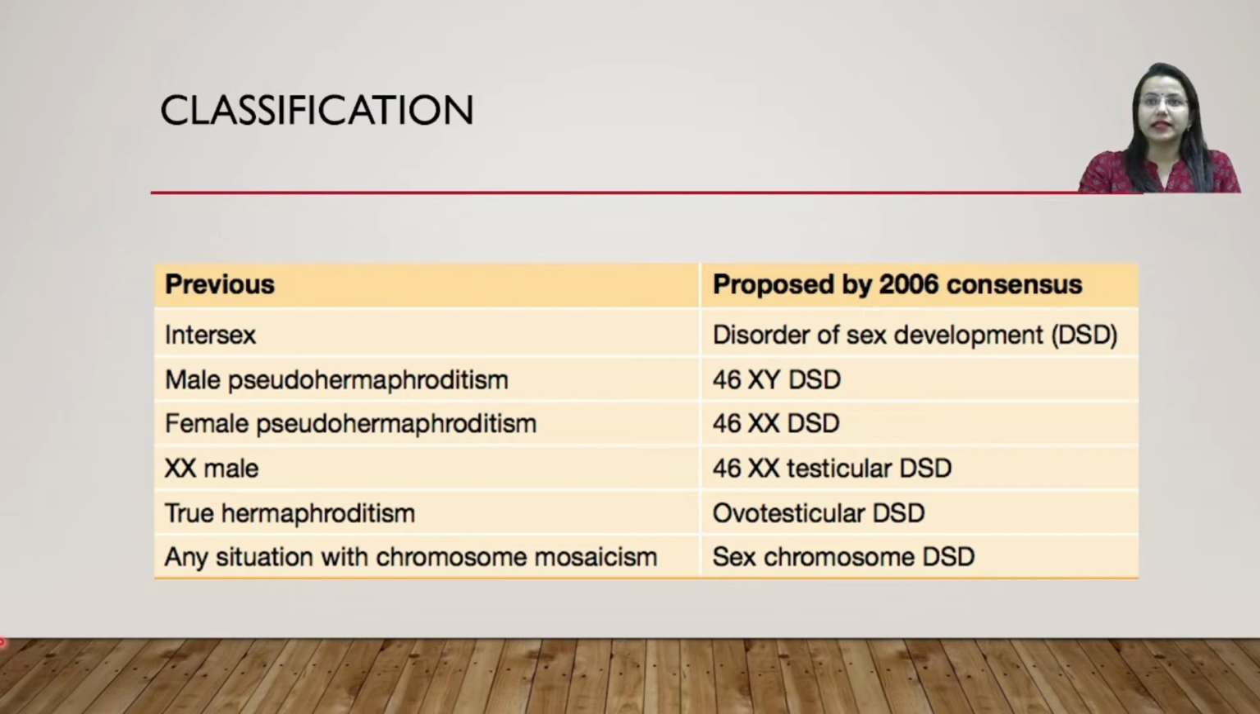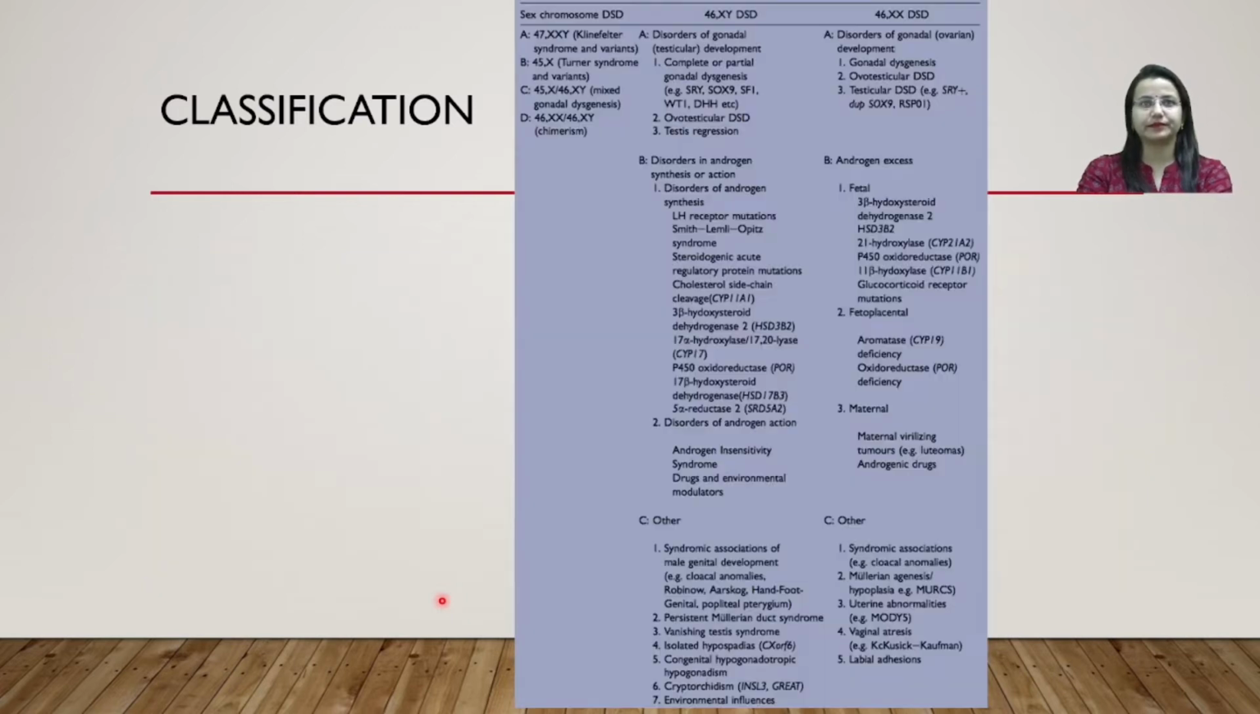As per the recent consensus, there are certain terminologies which should be taken into consideration and are being used these days. Intersex has been replaced with disorder of sex development. Male pseudohermaphrodite is now called 46XY DSD. Female pseudohermaphrodite is 46XX DSD. XX male is known as 46XX testicular DSD. True hermaphrodite is ovotesticular DSD, and anything associated with chromosomal mosaicism is sex chromosome DSD.